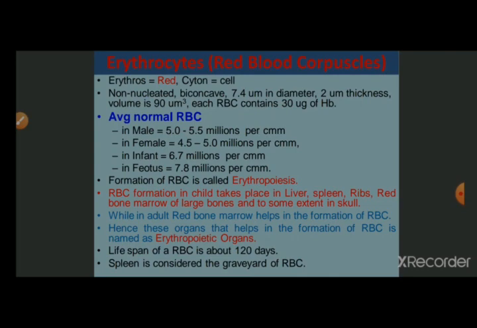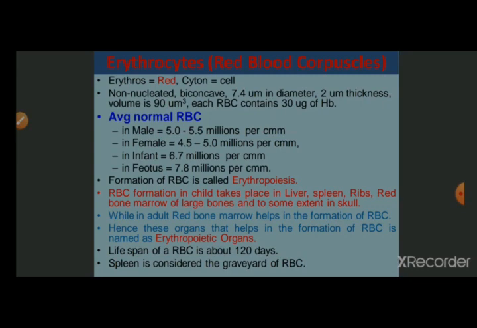Average normal RBC count in males is 5 to 5.5 million per cubic millimeter. In females it is about 4.5 to 5 million per cubic millimeter. In infants about 6 to 7 million per cubic millimeter is found. That much amount of RBCs are seen. In fetus it is about 7.8 million RBC per cubic millimeter. The formation of RBC is known as erythropoiesis.